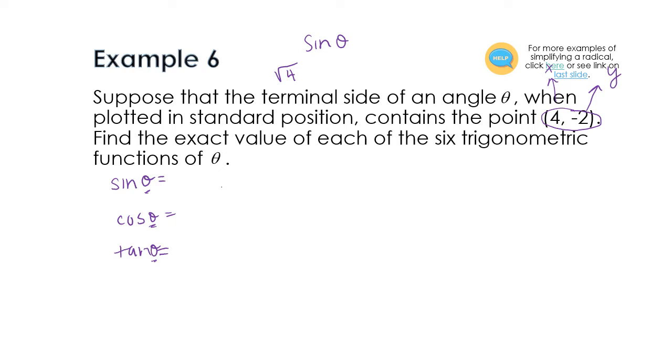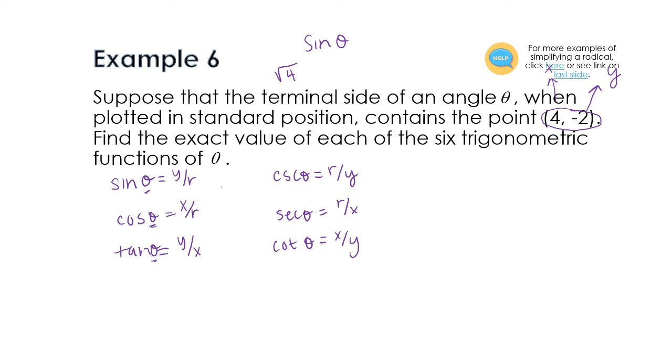Okay, so sine we know is y over r, cosine is x over r, tangent is y over x, and then we've got their reciprocals, so the cosecant is r over y, the secant is r over x, and then the cotangent is x over y.